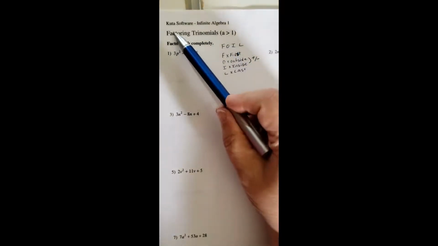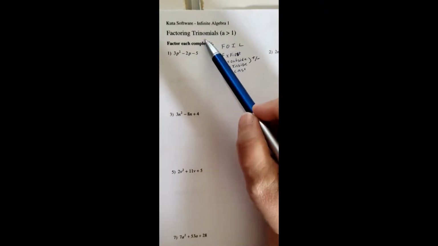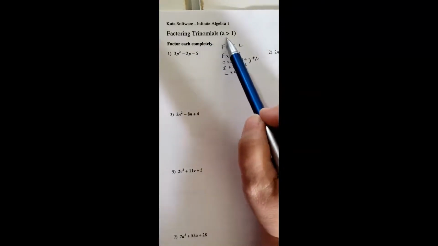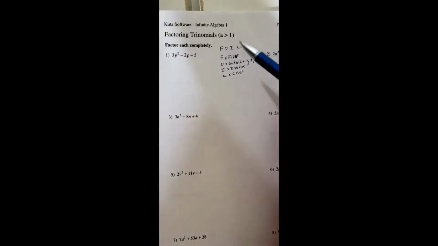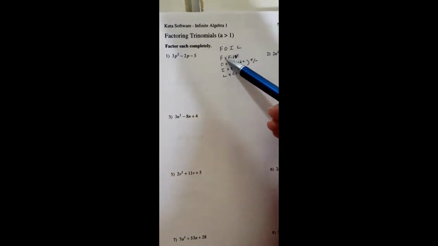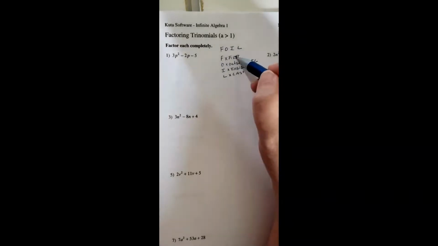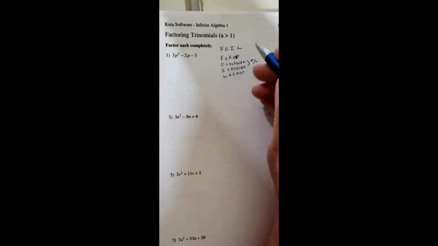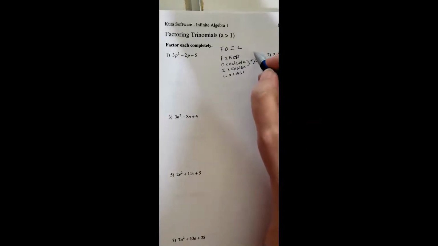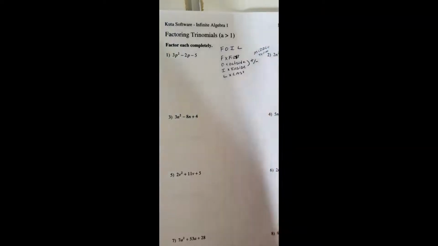Okay, so we're going to go on with the factoring trinomials where a is greater than or equal to 1. And again, we just talked about FOIL: first, outside, inside, last. We know that the first times the first comes from the first section. The last times the last comes from the last section. And we know that the middle term has to come from adding or subtracting these two pieces.